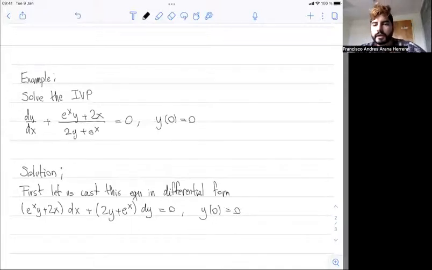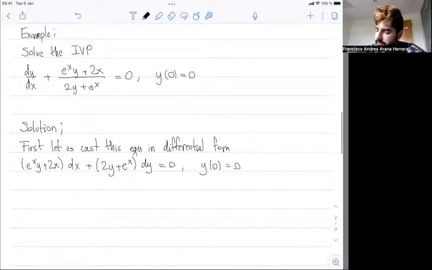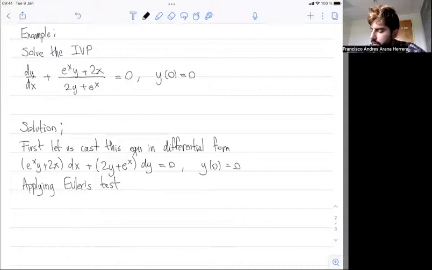Now, when we have a differential form, the first thing that we should ask is if it is exact or not. So here's where we apply Euler's test. Applying Euler's test, what we have to do is take partial y of the first guy and compare it to partial x of the second guy and check if they're the same. So let's do that.